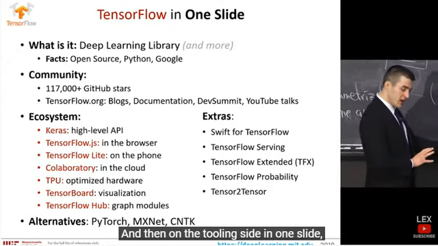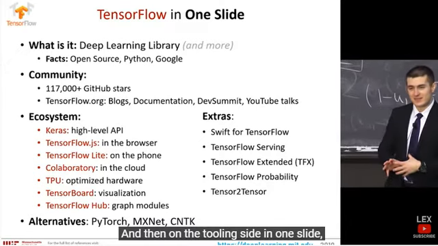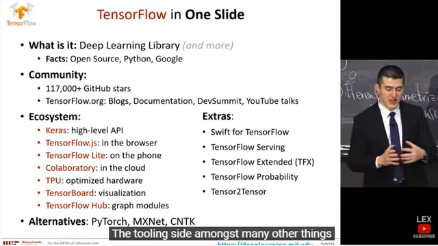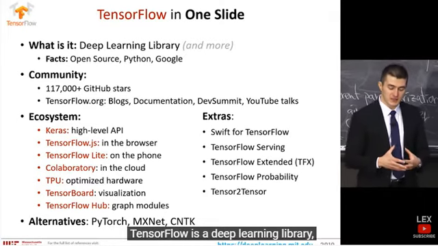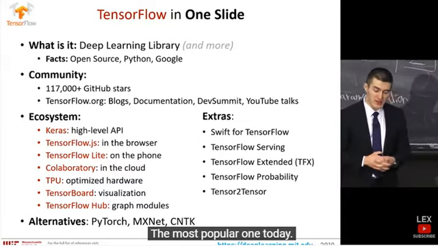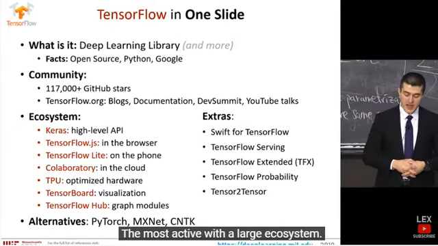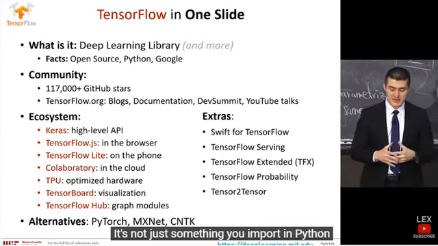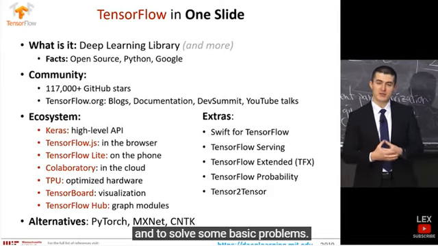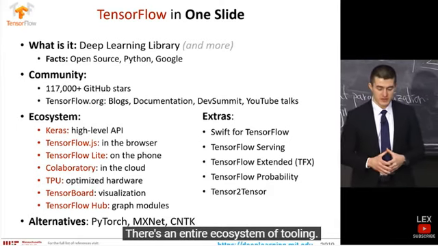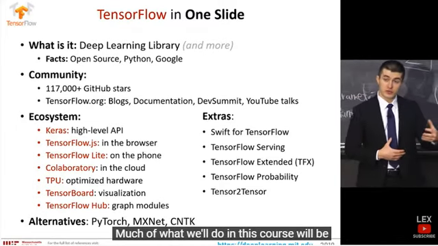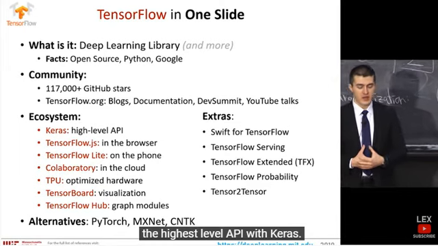And then on the tooling side, in one slide, before we dive into the neural networks and deep learning, the tooling side, amongst many other things, TensorFlow is a deep learning library, an open source library from Google. The most popular one to date, the most active, with a large ecosystem. It's not just something you import in Python to solve some basic problems. There's an entire ecosystem of tooling. There are different levels of APIs. Much of what we'll do in this course will be the highest level API with Keras.